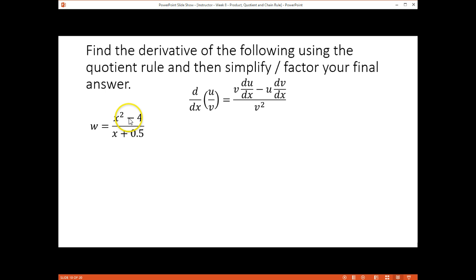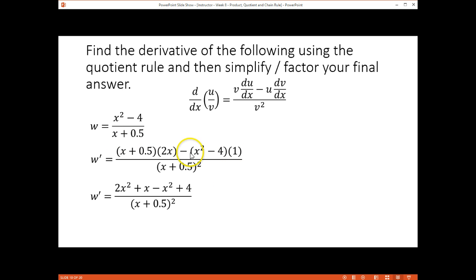Here's another example. x squared minus 4 over x plus 0.5, again a quotient rule. So the derivative of the quotient is low d high minus high d low all over low squared. So low is x plus 0.5, d high, the derivative of the high, is 2x, minus high, which is just x squared minus 4, times the derivative of the low, which is just 1. Again, it's just remembering to distribute that minus sign. This becomes 2x squared plus x minus x squared plus 4. This is all over my low squared, which gives us a final answer of x squared plus x plus 4 all over x plus 0.5 squared.